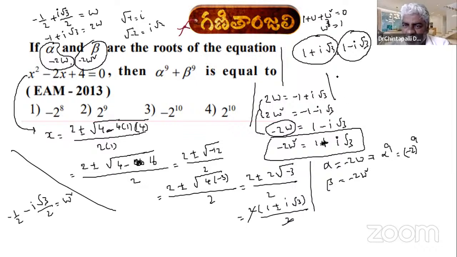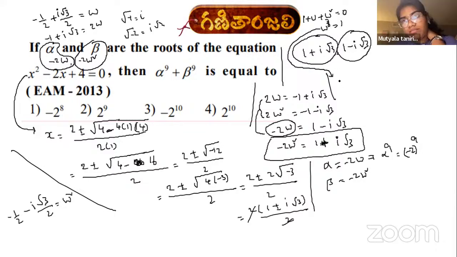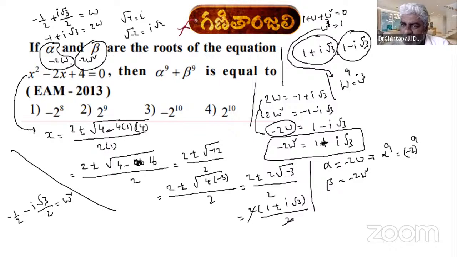You know that omega cube is equal to 1. Yes, sir. I told one thing: omega power any multiple of 3 is also equal to 1. Omega power 9 is nothing but omega cube whole cube. Omega cube is 1, and 1 cube is 1 only. So omega to the power of 9 is 1 only. So alpha to the power of 9 means negative 2 whole power 9.